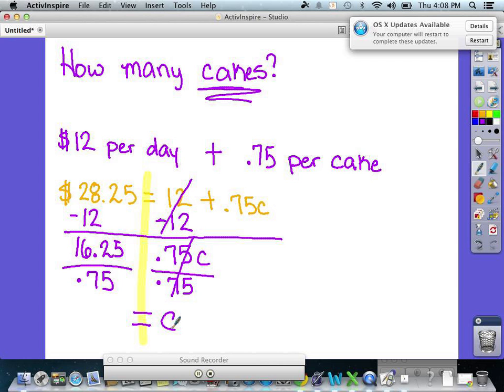And we have 21.6 repeated. Now there's no way that I could have made a portion of a cake. So if you round that up to 22, that will be fine. So your answer here is C equals 22 cakes.